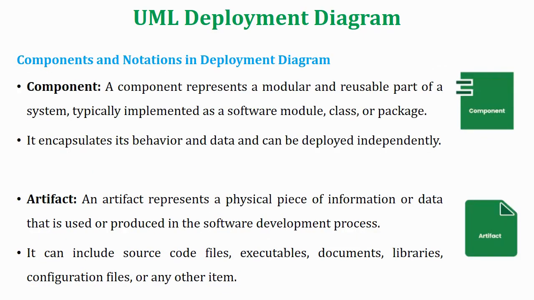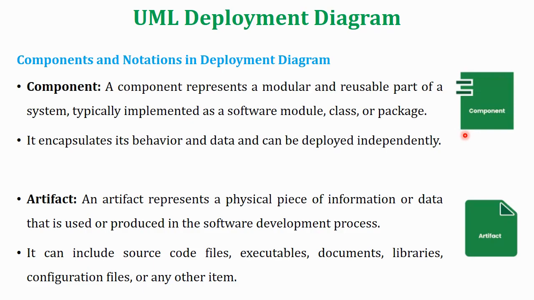Next one is the components and notation of the deployment diagram. So first is the component. The component represents a modular and reusable part of the system, typically implemented as a software module, class, or package. It encapsulates its behavior and data, and it can be deployed independently. So see the notation here. This is the component notation.